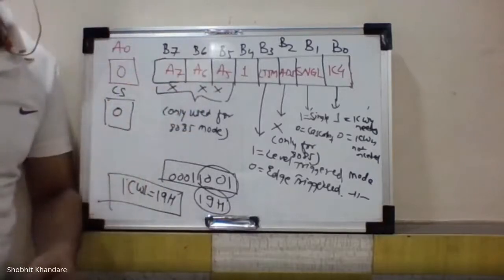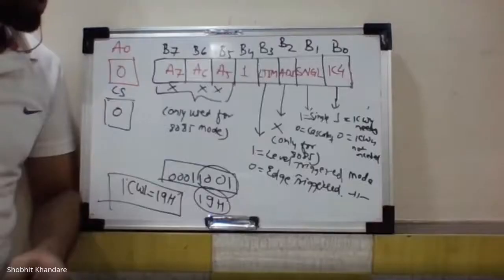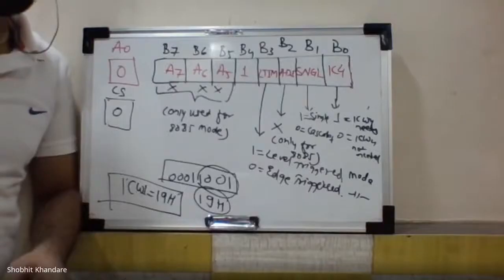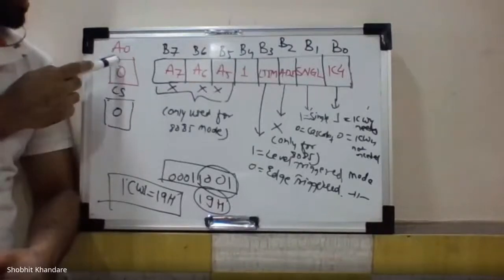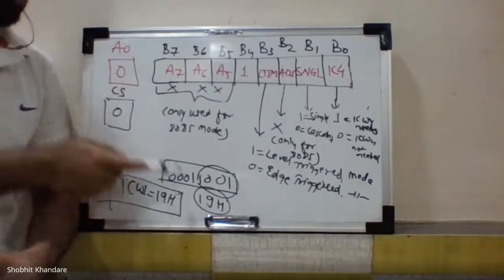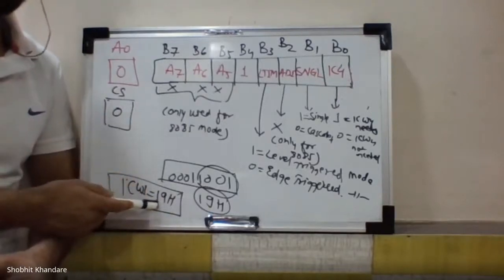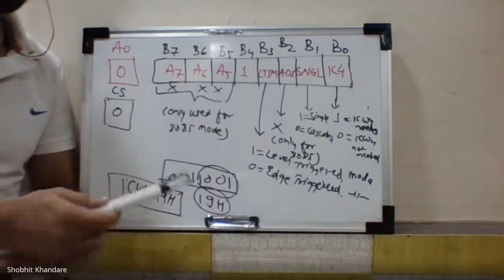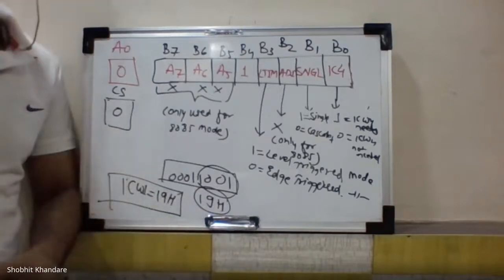Sir, these bits are stored in D0 to D7, right? What do you mean by that? Sir, these bits we transfer, we will send through the data bus. Yes. So the address to send is A0, A0 should be 0, and the command word is formed, that is 19H, and this 19H will be sent by data bus D0 to D7. Yes sir. Okay sir.